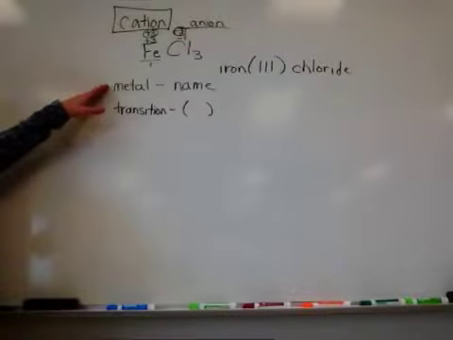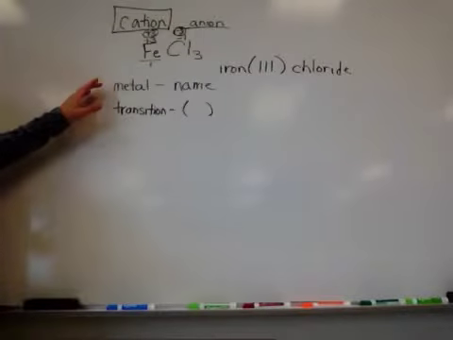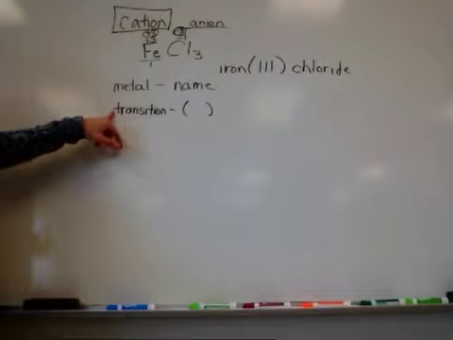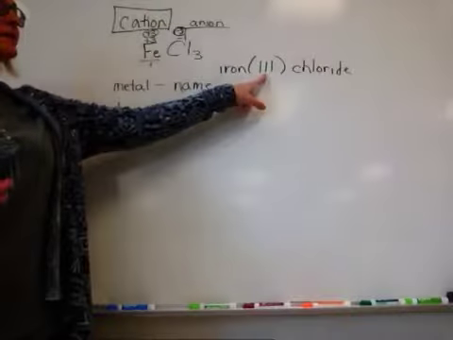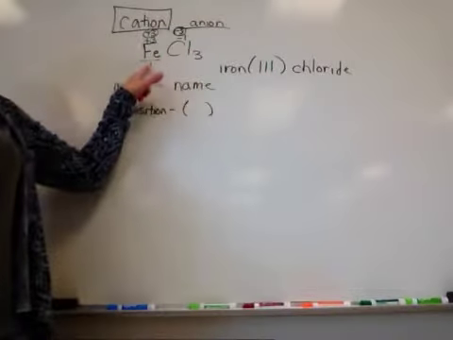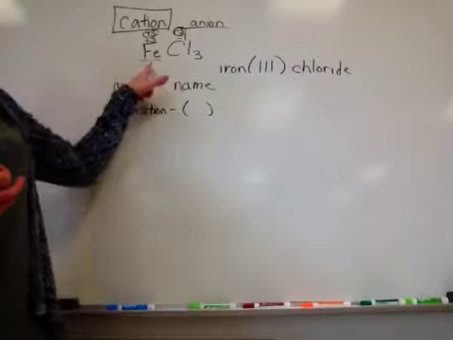So if it's a metal, I name it. I don't care about numbers. I don't need parentheses. I don't need anything. If it's a transition metal, I need parentheses, and that parentheses is going to tell me the charge of the transition metal.